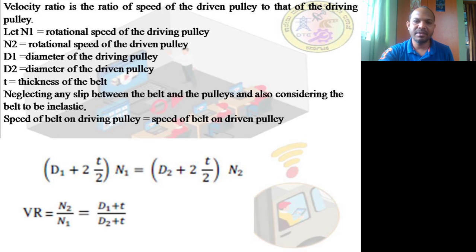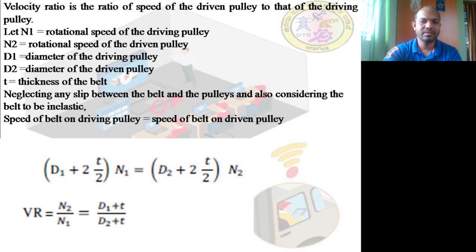So the velocity ratio is equal to N2 divided by N1, that is, the speed of the driven pulley to the speed of the driving pulley, which equals the diameter of the driving pulley plus the thickness of the belt, to the diameter of the driven pulley plus the thickness of the belt. In other words, if you neglect the thickness, N2 divided by N1 is equal to D1 by D2. The speed ratio is inversely proportional to the diameter ratios.